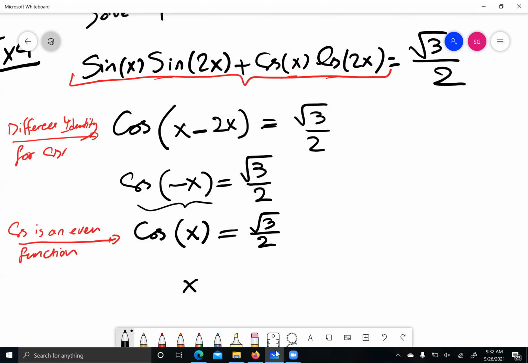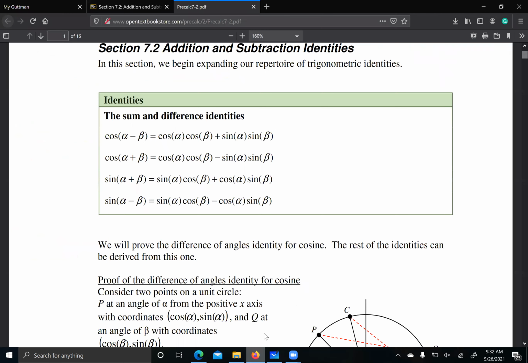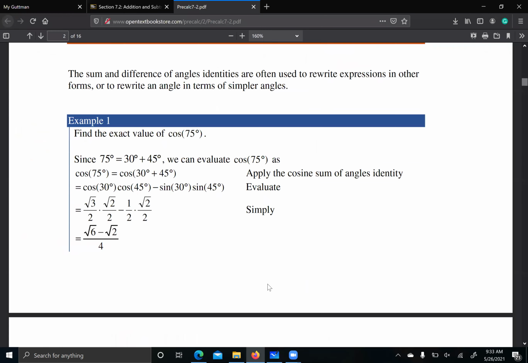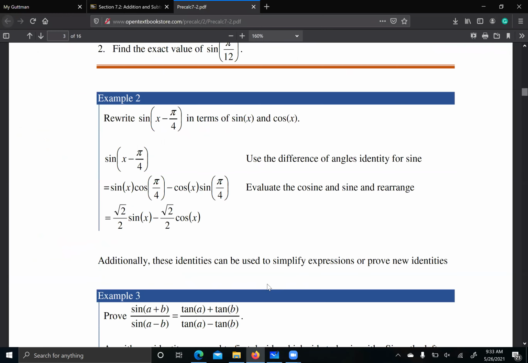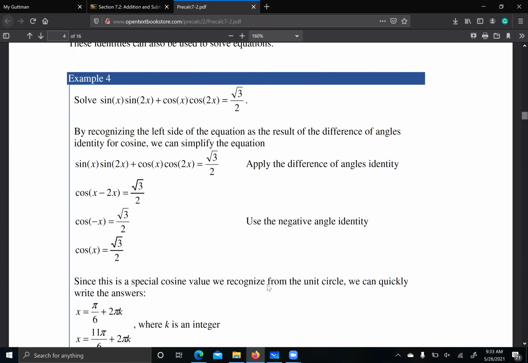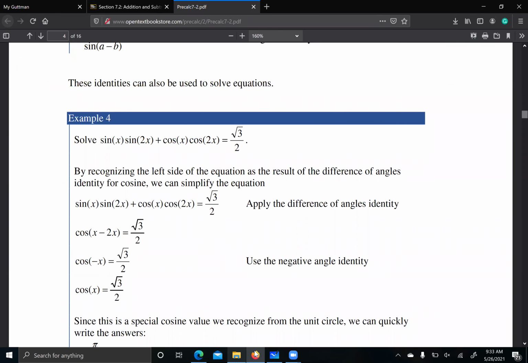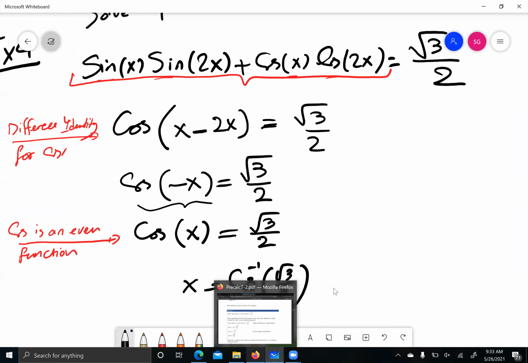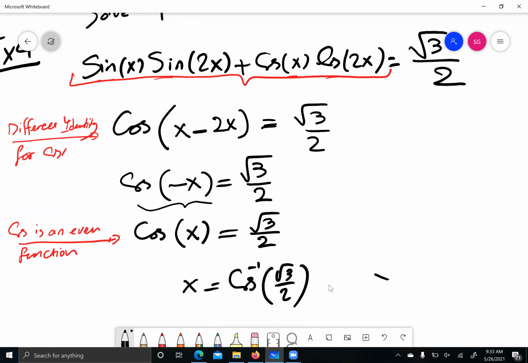In other words, x is the cosine inverse of square root of 3 over 2, right? So for what angle do you get that? That's going to be pi over 6. Is there any limit? I'm just wondering if there is a restriction. No, there is no restriction. So it's going to be all of this. Look, square root of 3 over 2. Look at the unit circle.